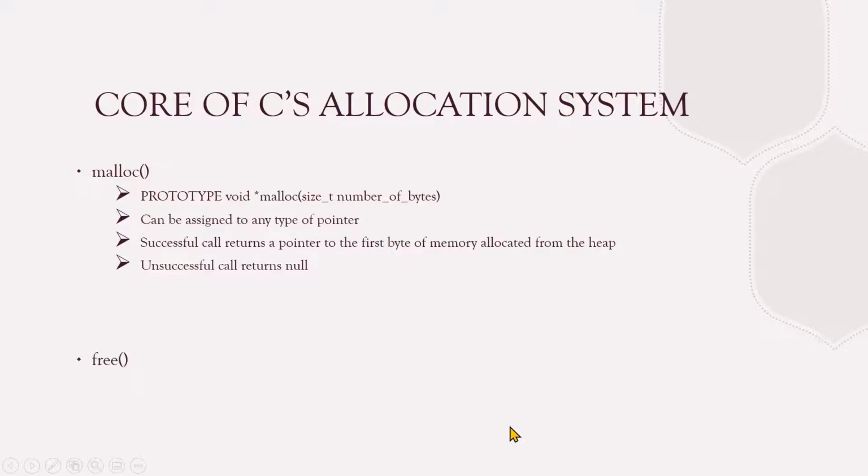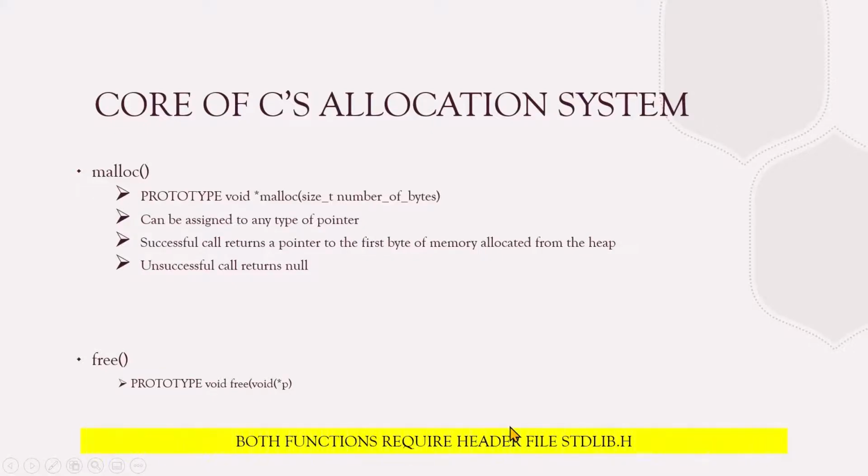We have another function called free, which we need to use to free all pointers. Prototype is void free. Both functions require header file stdlib.h. Write code to allocate 1000 bytes of memory. The data type is character.